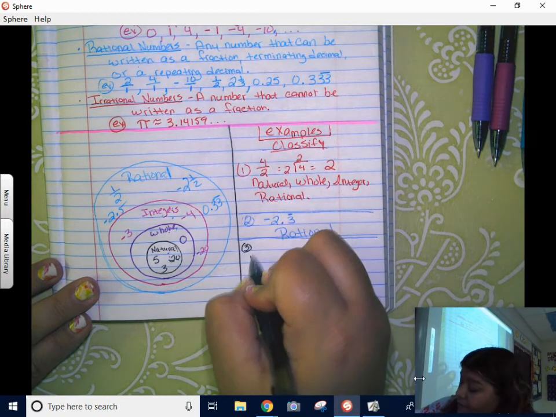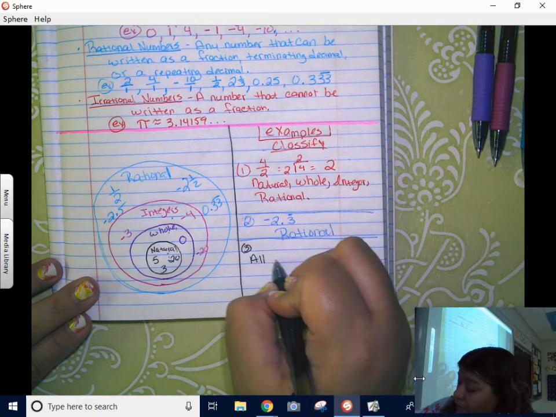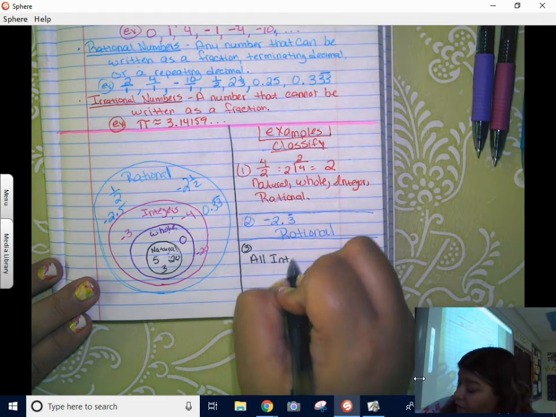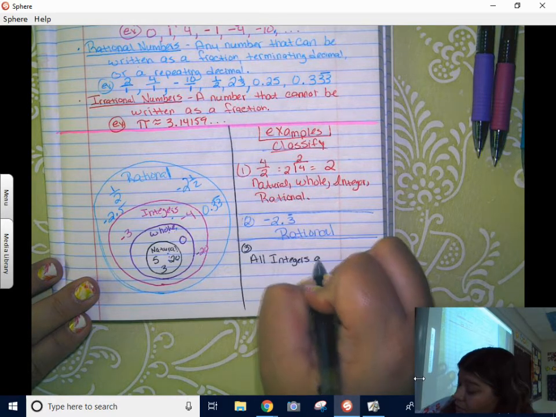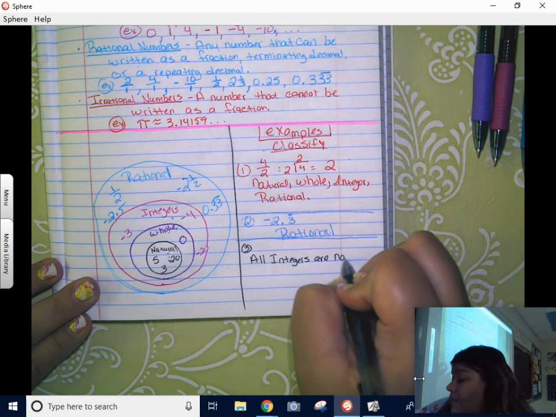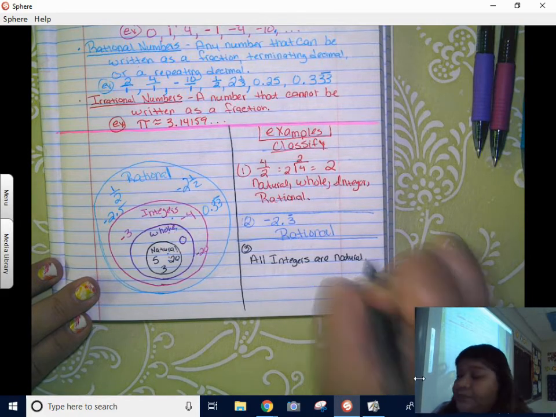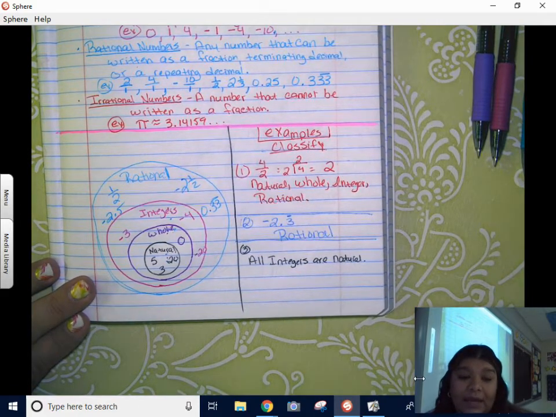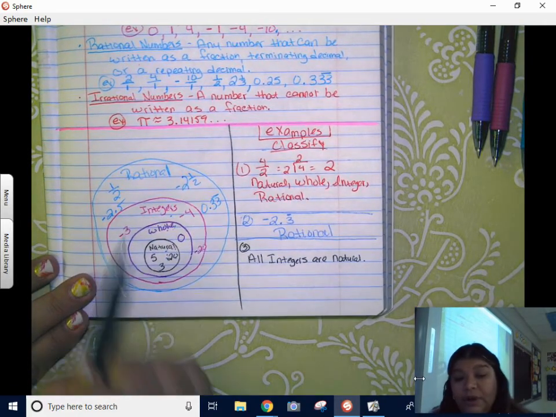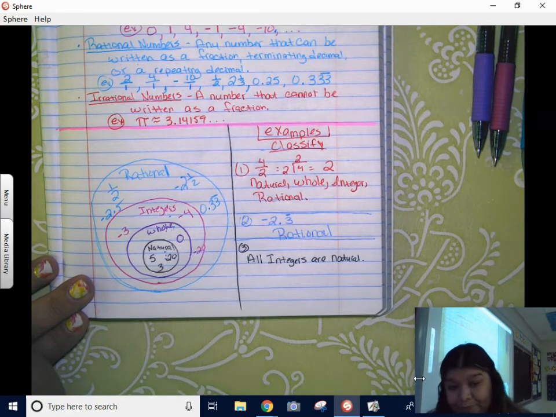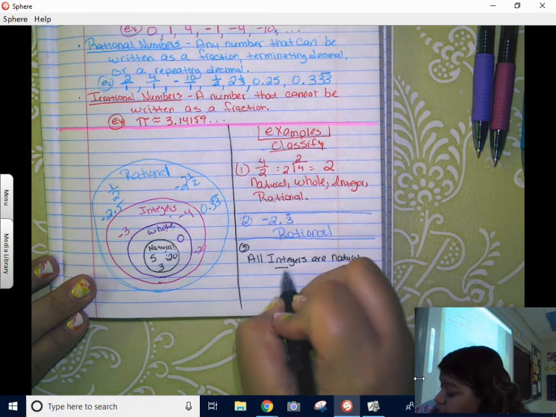Can I say all integers are natural? Can I say all the integers are natural numbers as well? This is true. No, this is false.